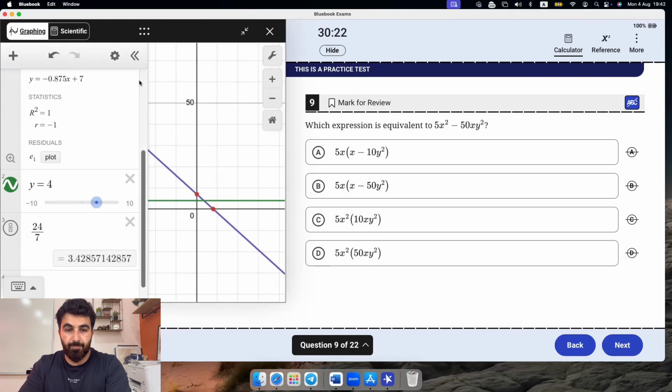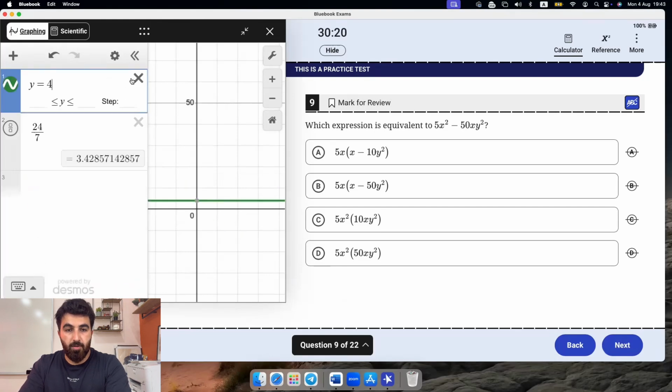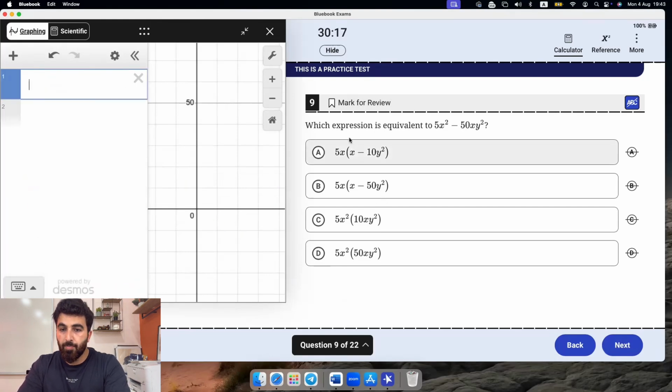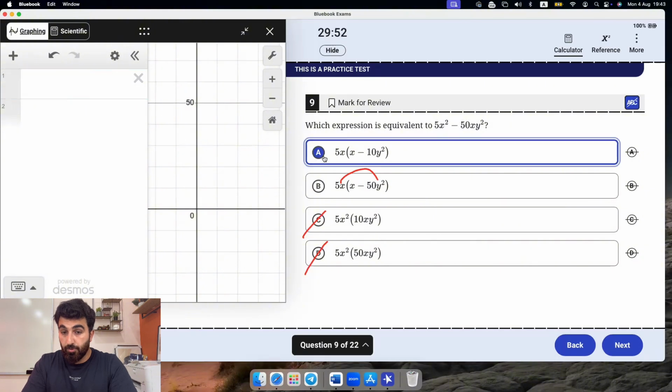Let's move forward. The next question. Okay, let's close this. Which expression is equivalent to this one? Okay, you see, guys, there is a minus here, and here you don't have any plus or minus, so I'm not going to pick this one. This is 5x squared both. So when you distribute 5x into the parentheses, this will be 50xy squared, but that will be 250xy squared. So I'll pick A as the answer.